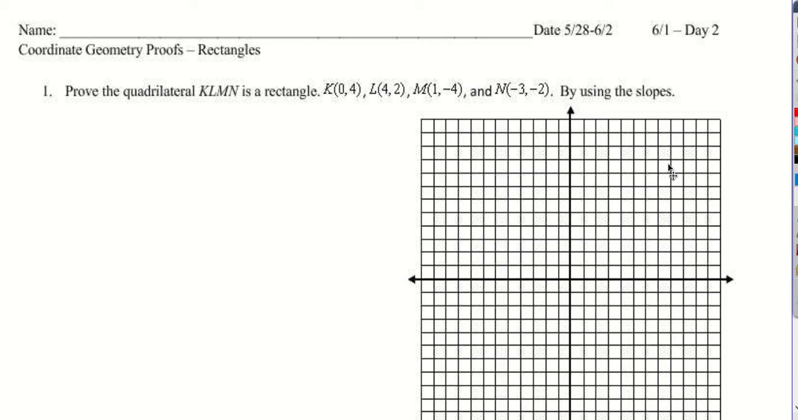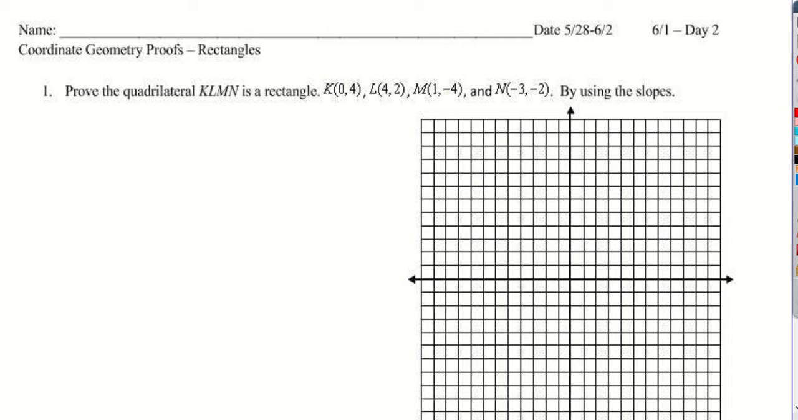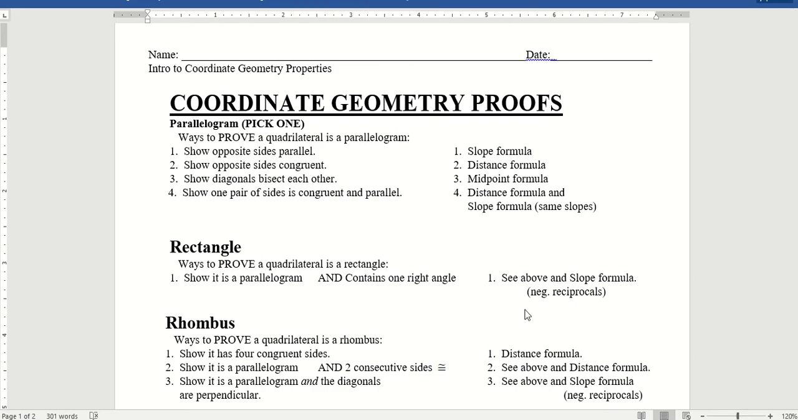All right, welcome back. Monday, getting into some coordinate geometry proofs with rectangles. So today we're going to be taking a look at this shape, and we want to show it's a rectangle. If you remember, we have this lovely sheet here with just some basic ways to do things.